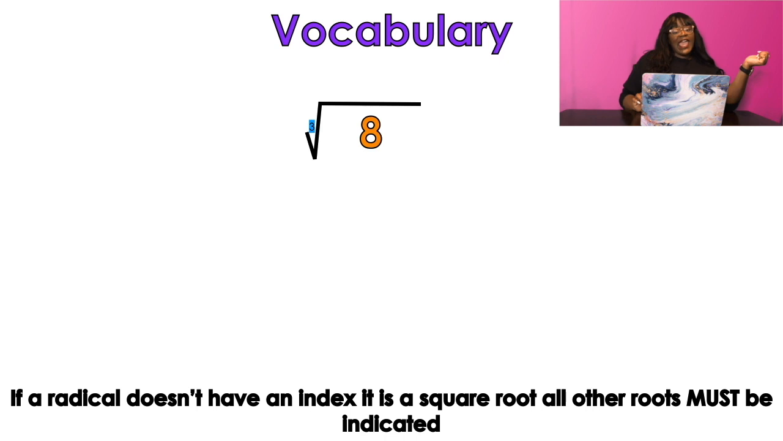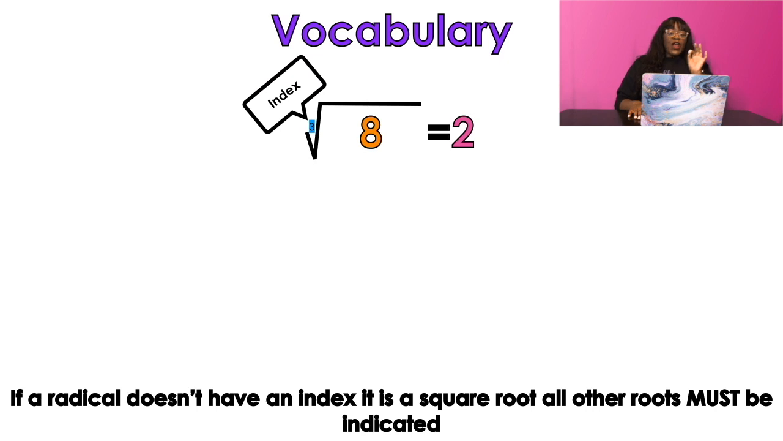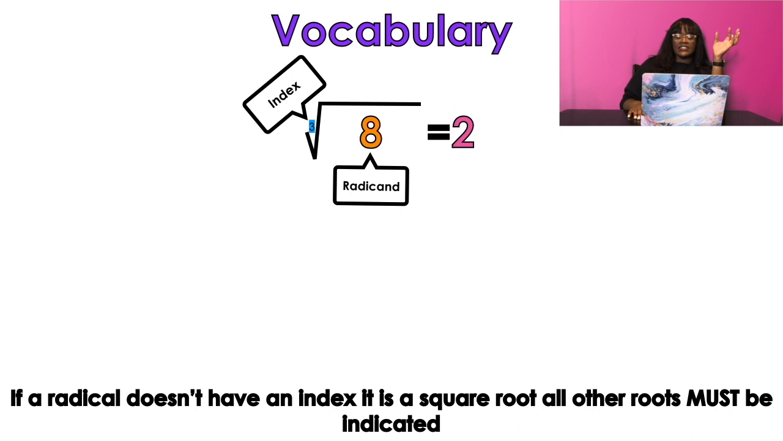Let's talk about some vocabulary because vocabulary is important when you're learning a lesson. I'm going to use these words and you want to know what I'm talking about, right? So let's say I have the cube root of 8. Okay, that equals 2. We just discussed that. So the little number, I call that the index. The 8, the orange 8, I'm going to call that the radicand. So whatever's inside of the radical, I call that the radicand. And then the answer to that is called a root.